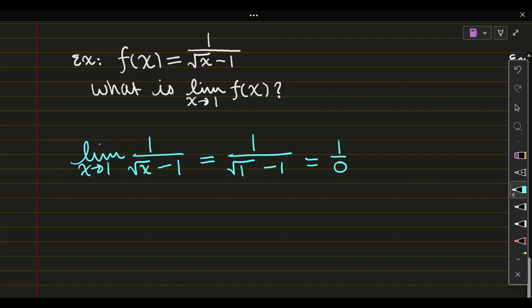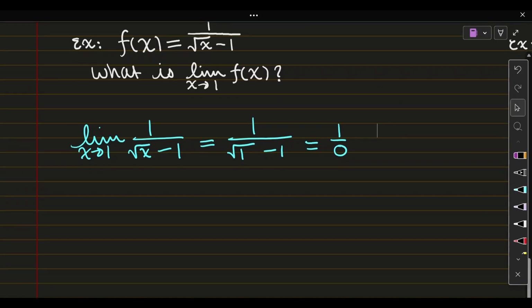Now, this isn't an indeterminate form. Our indeterminate form that we care about is 0 over 0. So there's no other algebra that needs to be done. But 1 over 0 is undefined. It's undefined. So we would say that this limit does not exist.